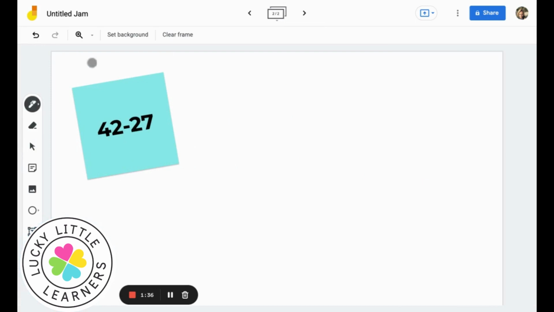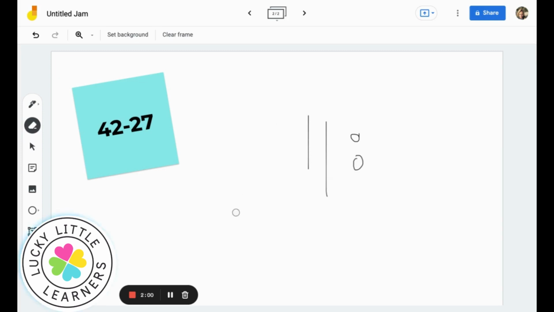Now, when there is regrouping, we still start the same. I have my students draw the tens and ones of the bigger number only, 10, 20, 30, 40, 41, 42. And we still start the same way. All right, how many tens are we going to subtract? They'll say 2, which equals 20. And we go like this, 10, 20.